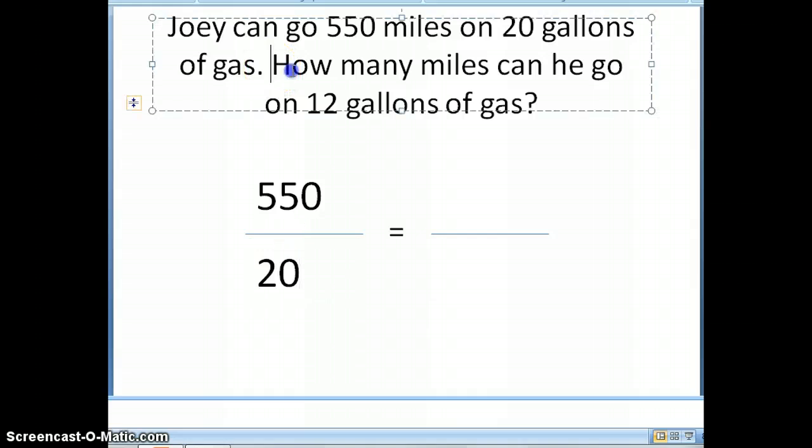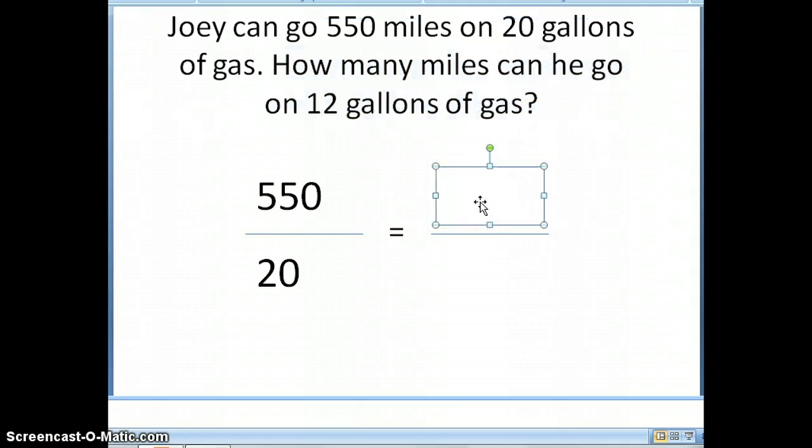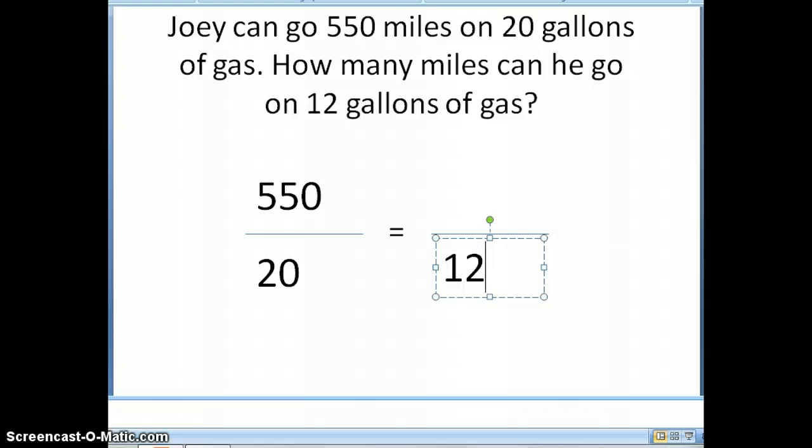My second sentence says how many miles can he go on 12 gallons of gas. So this time I know that I have 12 gallons. That's a bit of information that they're giving me. Gallons was on bottom over here, so I'm going to stay consistent and keep 12 gallons on the bottom with my second ratio. It's asking how many miles, which I don't know, so I'm going to choose a variable to stand for how many miles, and that's going to be x.